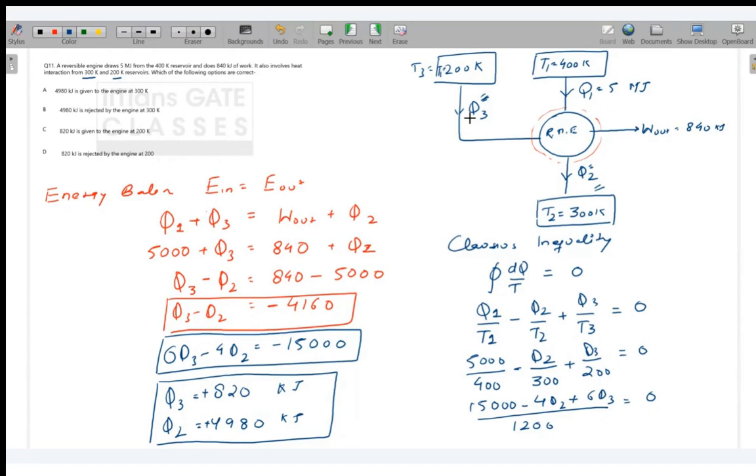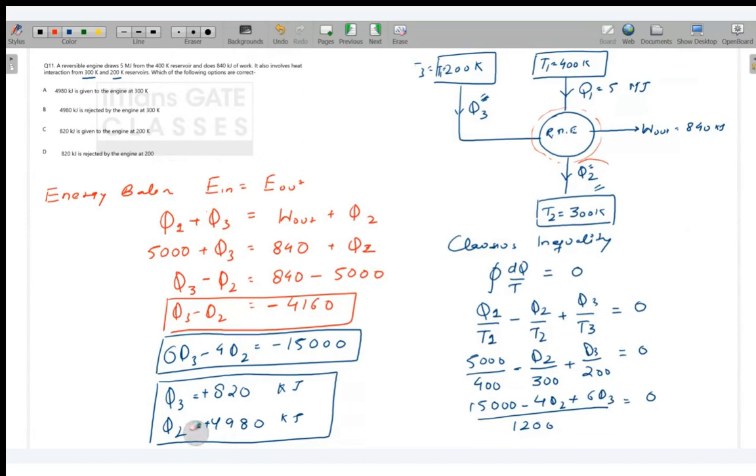But sometimes what you will do, if I would have taken here Q3 instead of here, I have taken as Q, you know, like here I have taken 200 Kelvin and here I would have taken 300 Kelvin, then the signs will be different. So it simply means that your signs should be opposite.